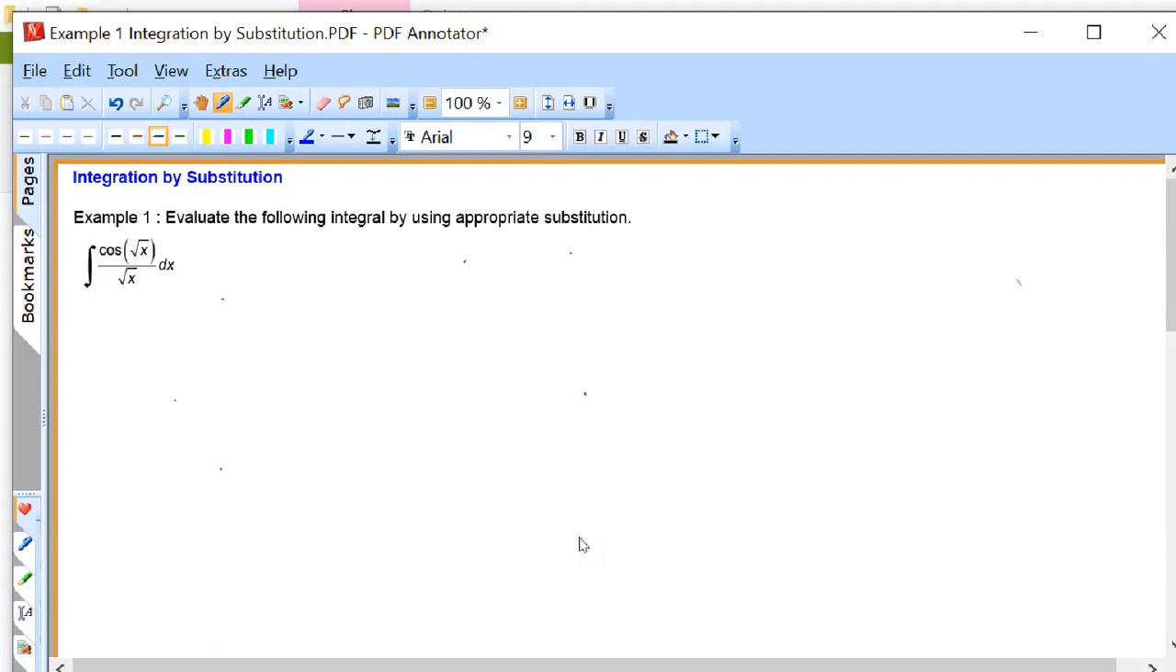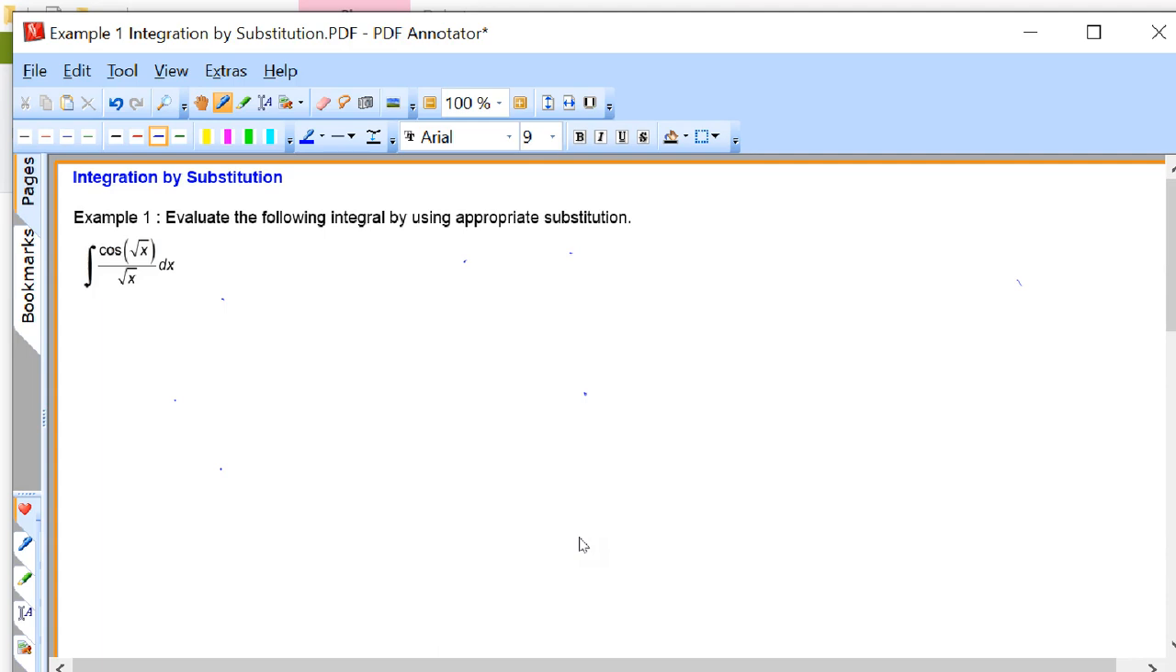In this topic, we're going to learn integration by substitution. Integration by substitution is one method that you can apply whenever you are given a complicated function to integrate. By using integration by substitution, you'll find that you're going to simplify the function and you can integrate the functions easily. Okay, we look at the given example.